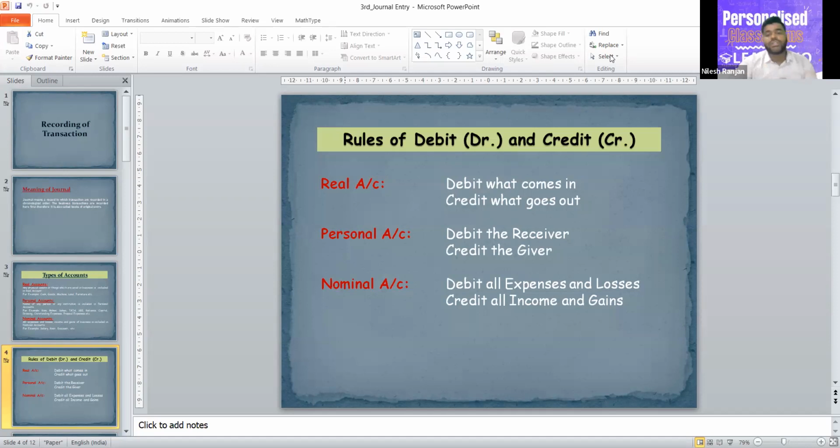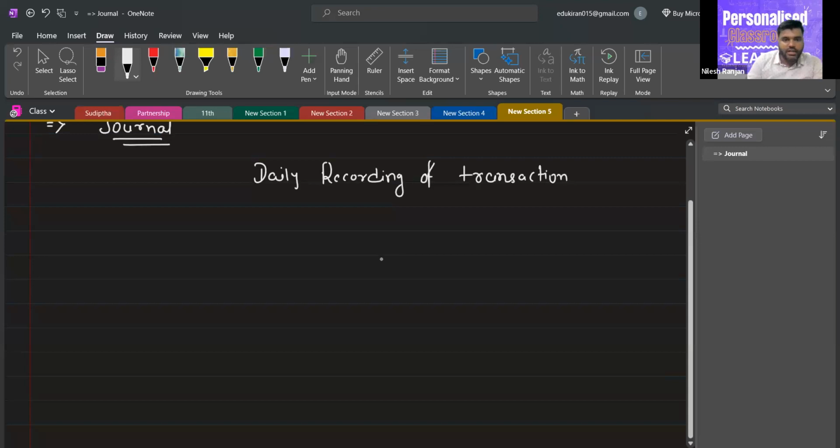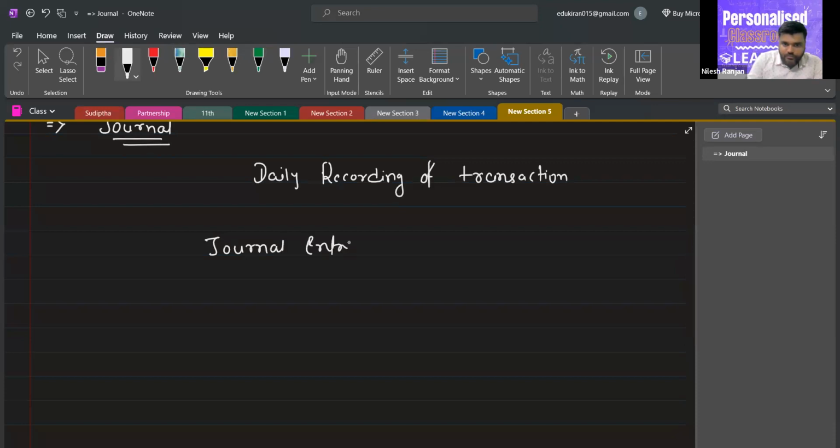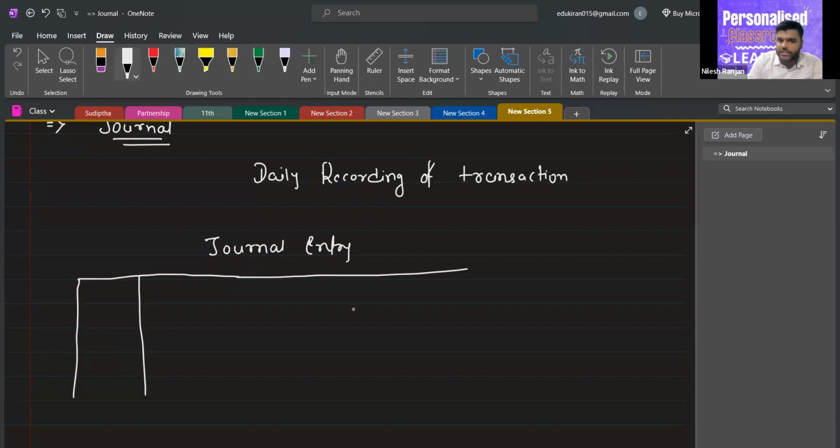So the technique we use to pass a journal entry, first of all, you need to understand how we will pass a journal entry. Actually, this is the format of a journal entry. There are 5 columns. First is for the date of transaction, you will write here. Then particulars, where you will write the details of the transaction. Then ledger folio, debit amount and credit amount. So there are 5 columns in total.